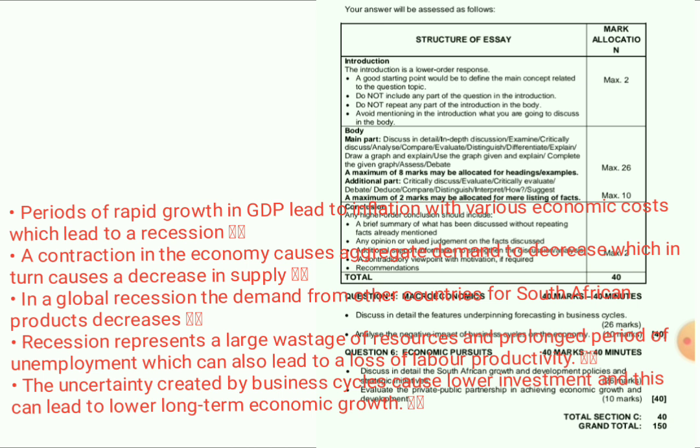So here you just share 5 bullet points and make sure your statement is valid and the statement makes sense, so that you can get 2 marks, 2 marks, 2 marks. As I've explained here, for example, the uncertainty created by the business cycle causes lower investment. Then I explained, and this can lead to lower long-term economic growth. So you have to answer in full.